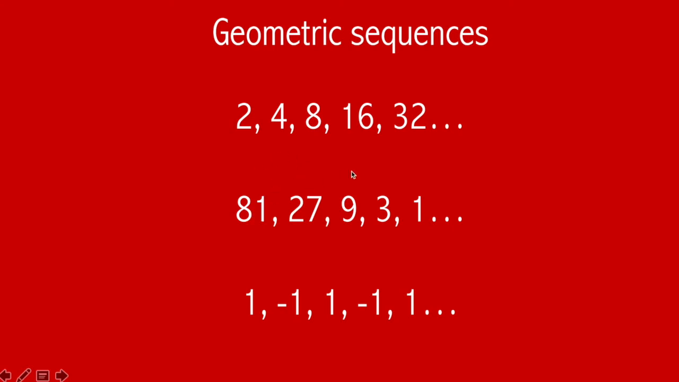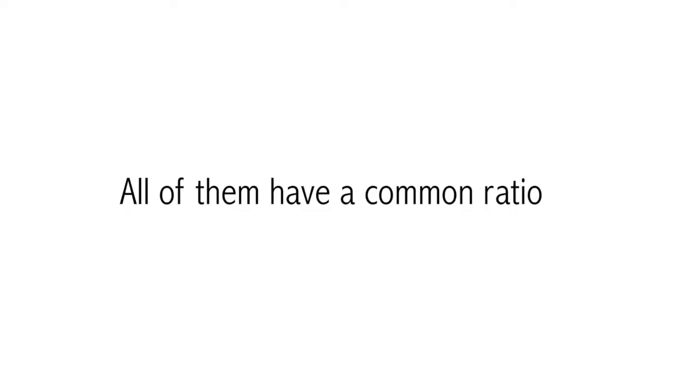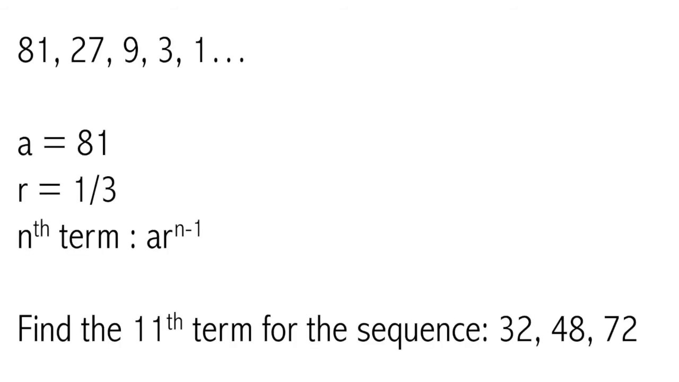So all I have to do to find the next term is multiply by 1/3. Here, 1 by minus 1 is minus 1, minus 1 by 1 is minus 1, 1 by minus 1 is minus 1, and minus 1 by 1 is minus 1. So all you have to do to find the next term is multiply by minus 1. They're all geometric sequences because all of them have a common ratio, and that's what defines a geometric sequence.